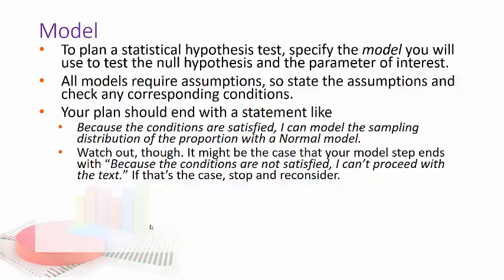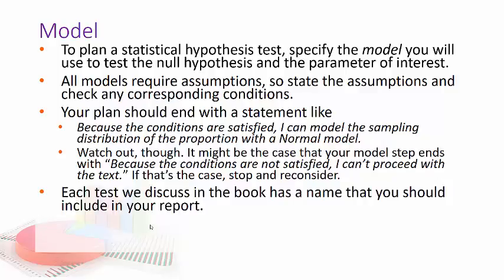Once I look at it, I should say, hey, I can use the normal model because all the conditions are satisfied. Or maybe I'm going to find out that I can't use the normal model. And if that's the case, I need to either stop, or I need to change my data, like get a larger sample. What's the issue with the way the sample was taken?